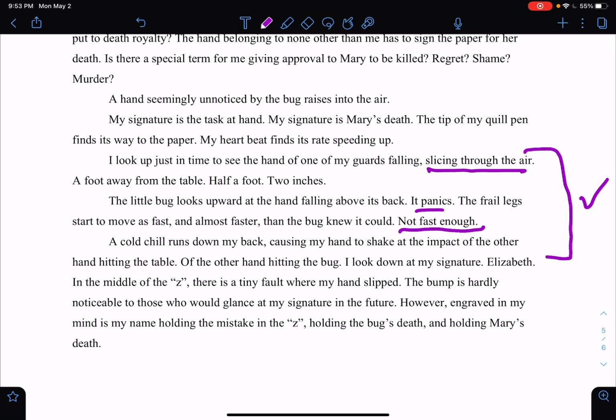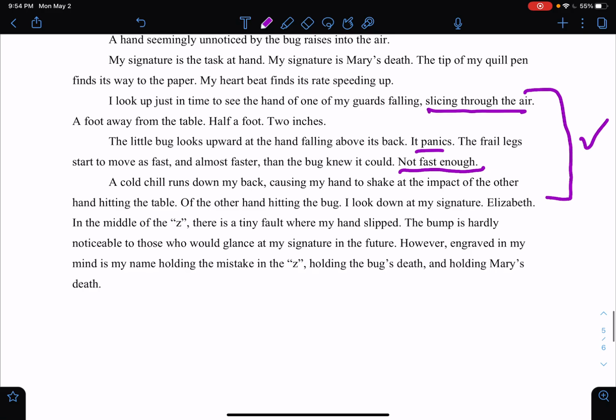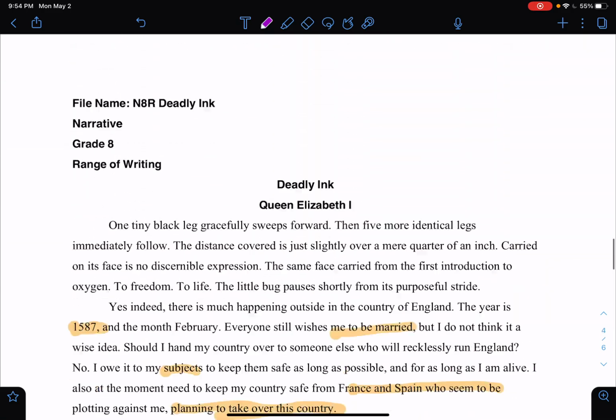On the other hand, hitting the bug, I look down at my signature, Elizabeth. In the middle of the Z, there's a tiny fault where my hand slipped. The bump is hardly noticeable to those who could glance at my signature in the future. However, engraved in my mind is my name, holding the mistake of the Z, holding the bug's death, and holding Mary's death. So this is a narrative.